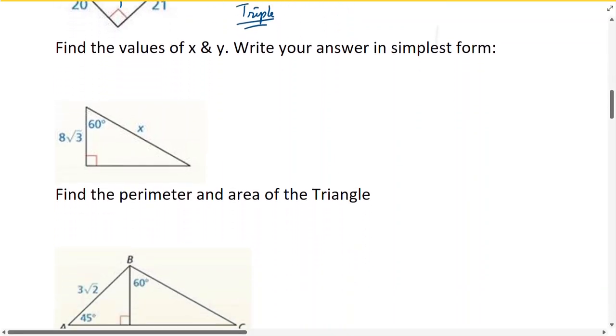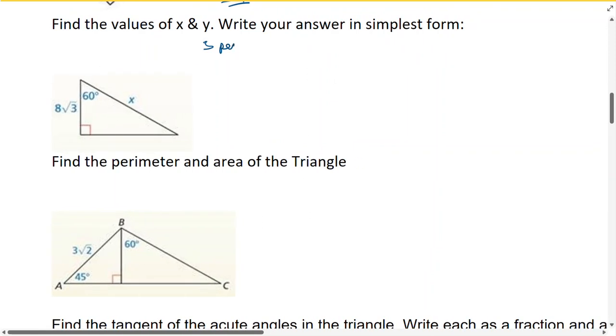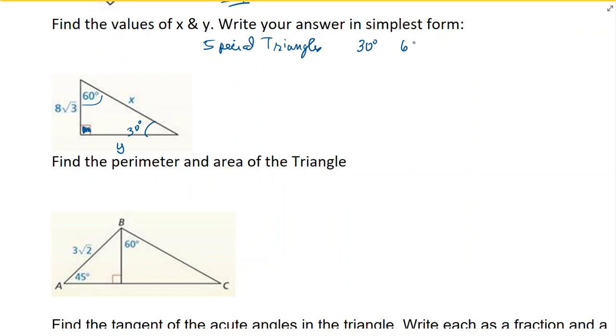All right, so let's look at this one. This is special triangles. How do I know it? Well, it's a right triangle, and one of them is 60, so the other one is 30. So they want the values of x and y. Y is down here. All right, so we're going to write our structure: 30, 60, 90. We know this is n, n square roots of 3, and 2n.